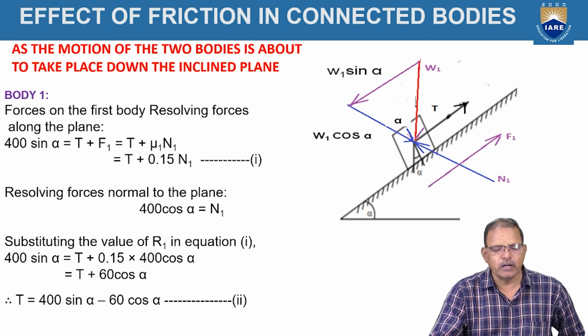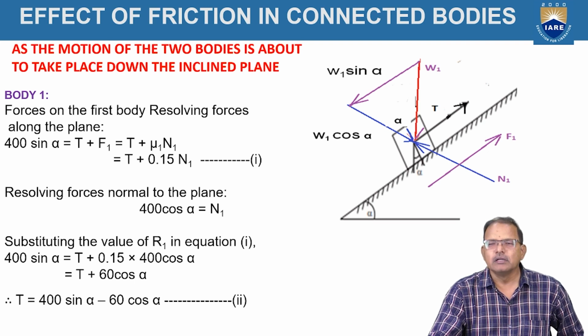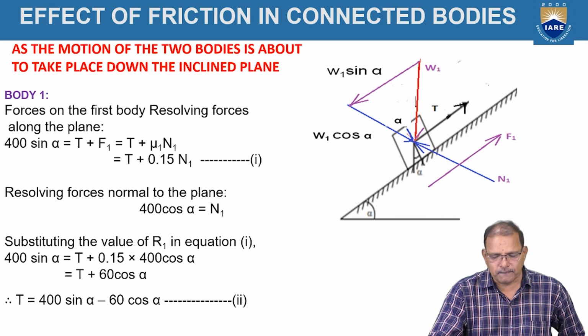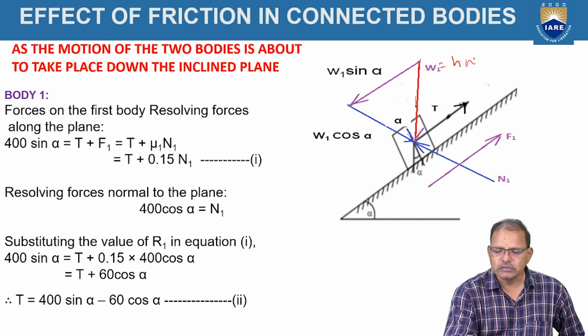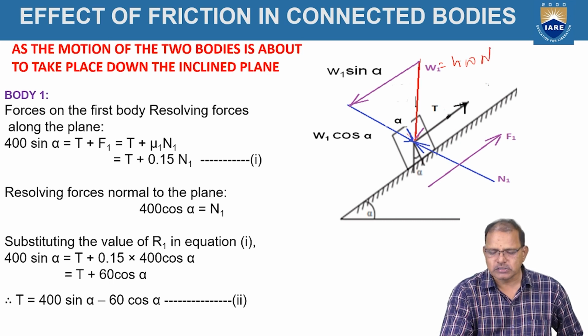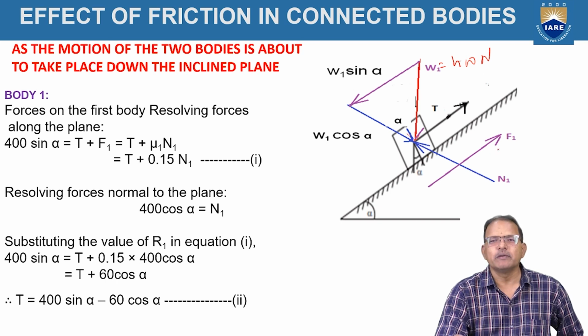As the motion of the two bodies is about to take place down the inclined plane, now when we are drawing the free body diagram for block 1, the weight is 400 newtons in the downward direction. The normal reaction is perpendicular to the plane. Since the body tends to move downward, the frictional force F1 acts upward.